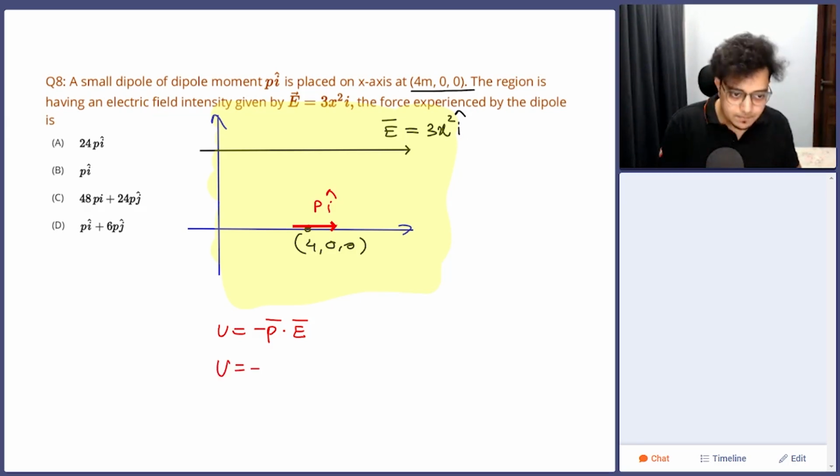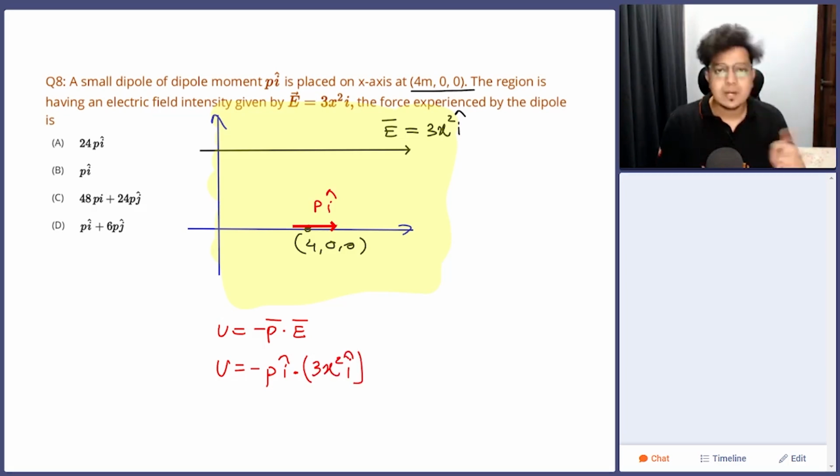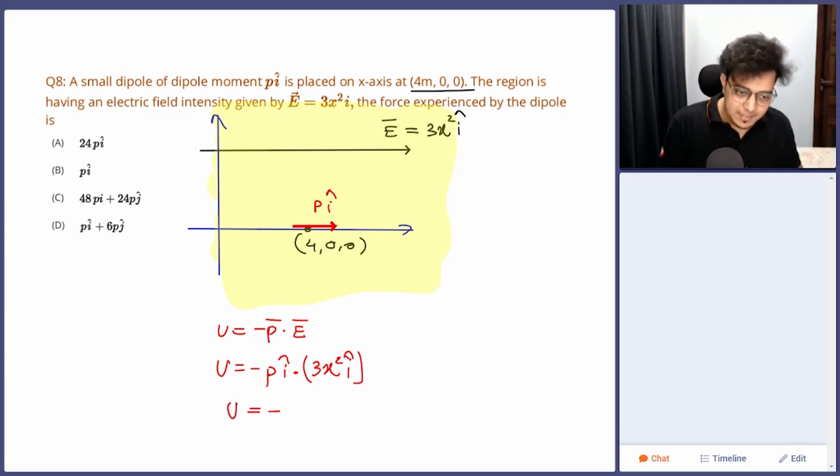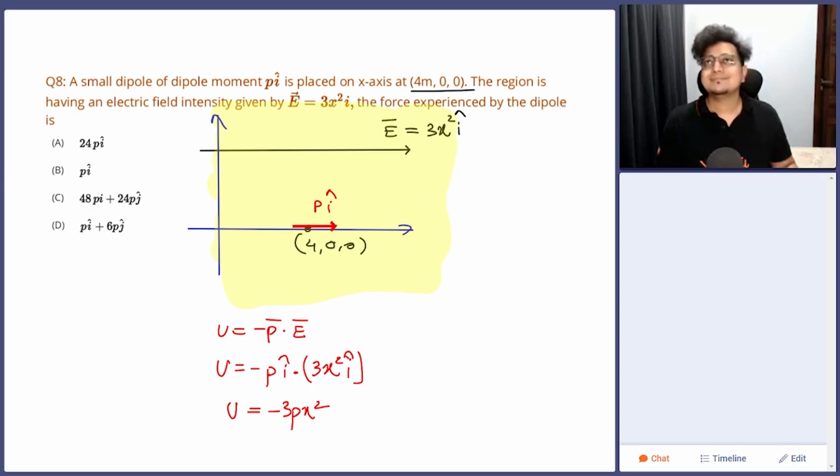So put the value. P value is constant P, I cap, dot the electric field value, which is 3x square I cap. Now I dot I is 1. So U is equal to minus 3px square. Okay, so this becomes your potential energy function.